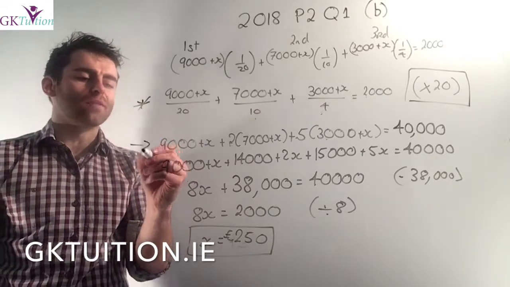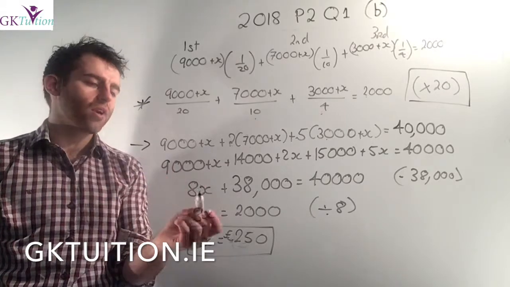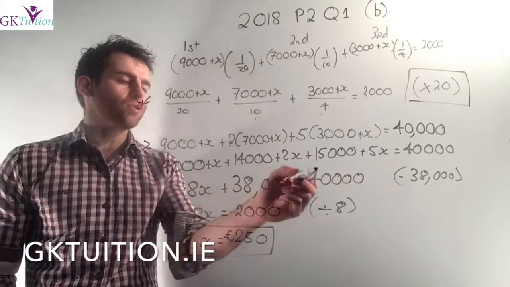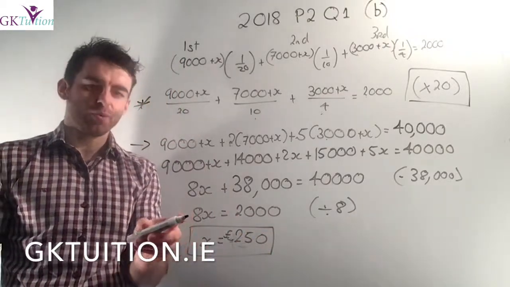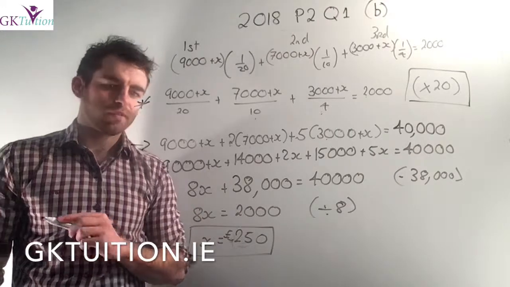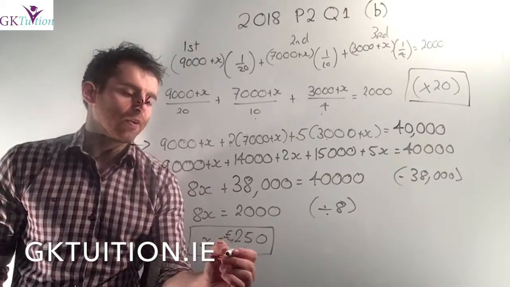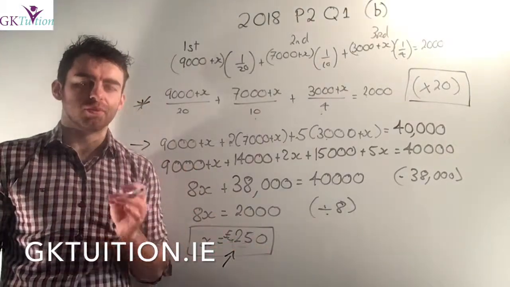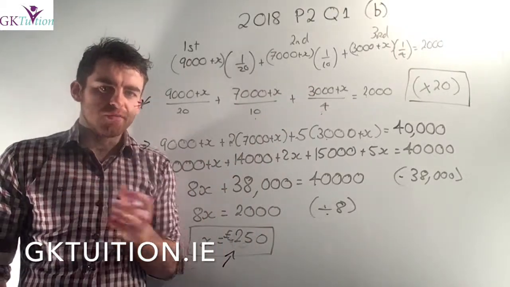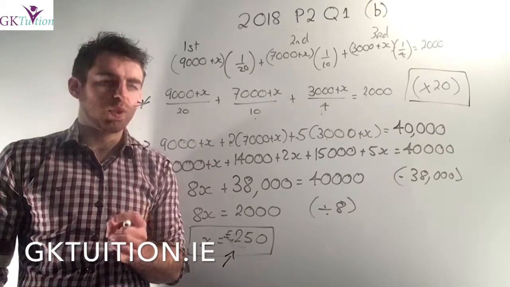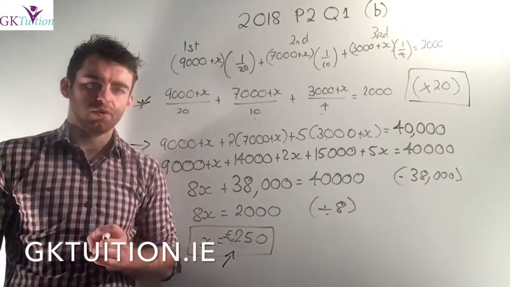And from here now, it's relatively straightforward. I just multiply it out, group all my X's together, group all my numbers together, and I ended up with 8X plus 38,000 is equal to 40,000. If you subtract 38,000 from both sides, you end up with 8X is equal to 2,000. You divide both sides by 8, you end up with X is equal to €250. So if they increased the prizes for first, second, and third by €250, then every time Mary plays, she could expect to win €2,000, which means that she's going to break even. So X is equal to €250.